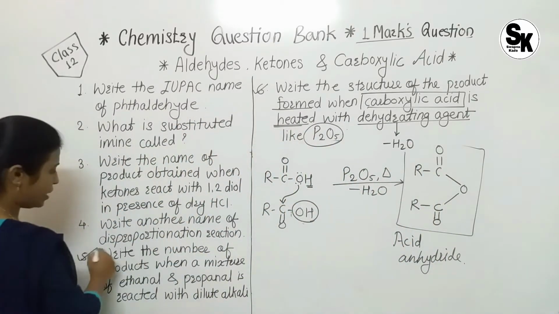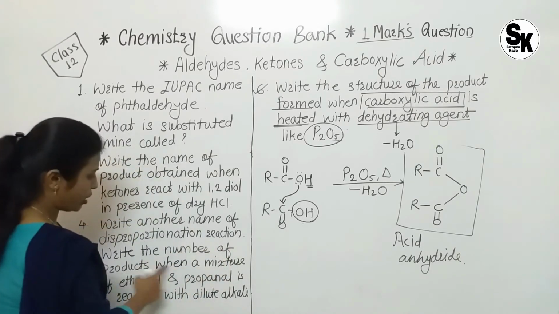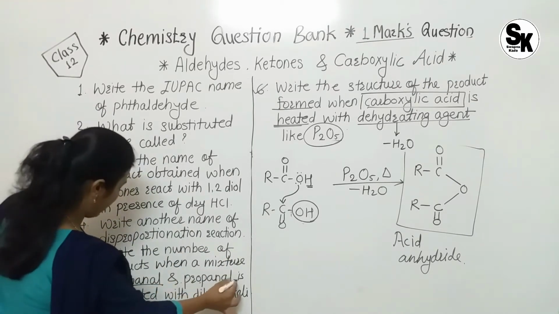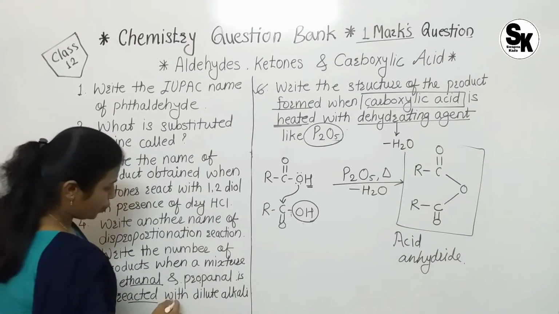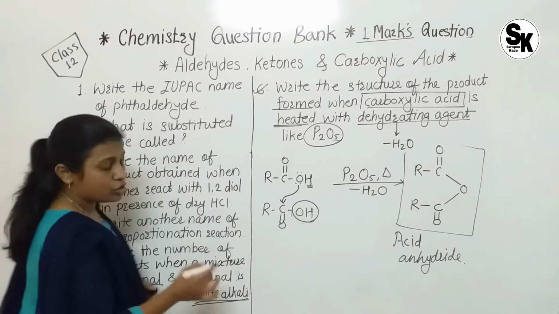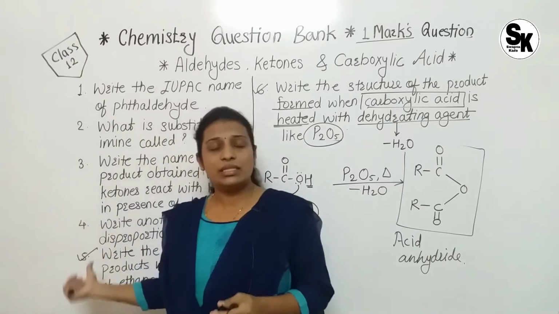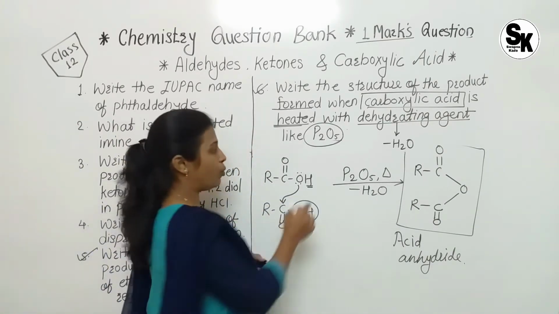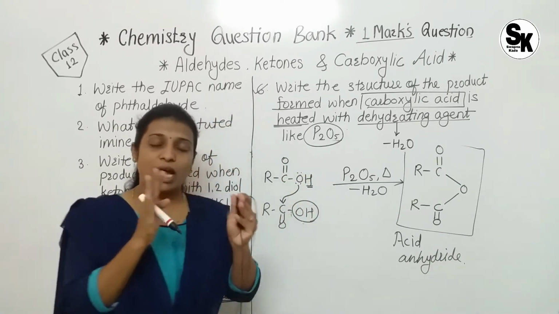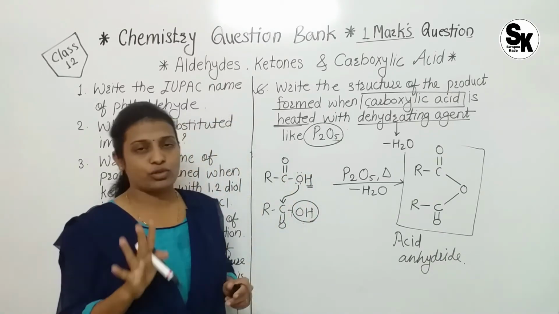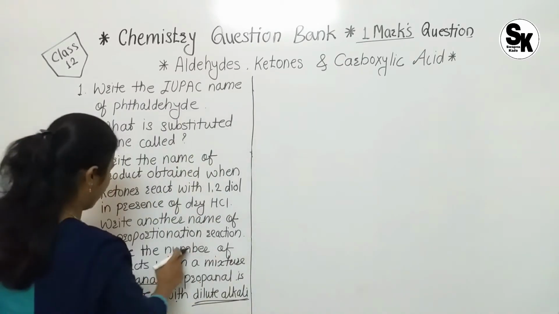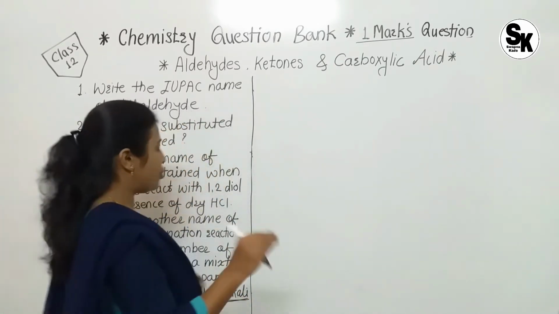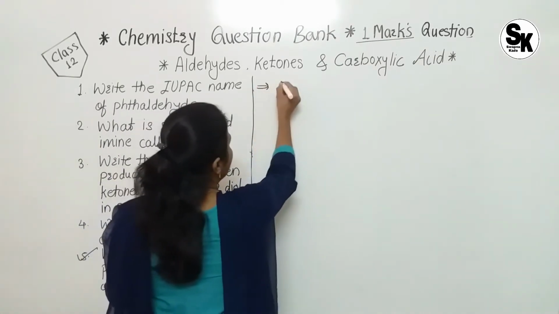Next one is, write the number of products when a mixture of ethanal and propanal is reacted with dilute alkali. Firstly we should know which name reaction this is. So we'll discuss all points together here, and how much answer you have to write for this question, that also I will tell you. In this question, number of products means we just have to write 1, 2, 3, 4 like that. For that one our answer is 4.